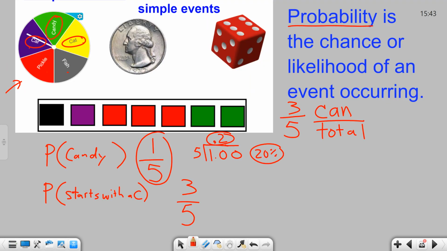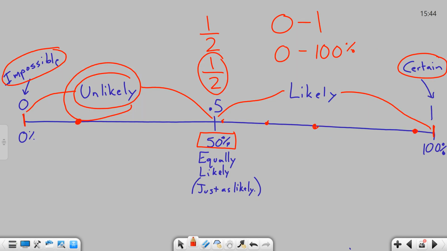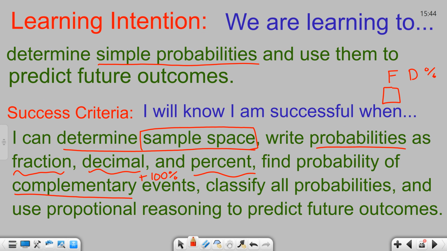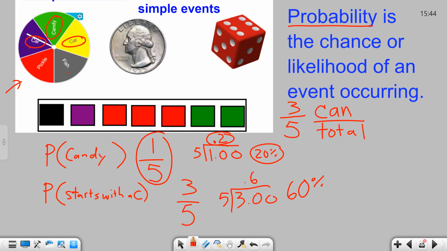If I do that with the 3/5, I could do that again. 3 divided by 5, put out zeros, start dividing, it becomes 0.6, it's 60%. Now where would I place that? 60% would be up in here somewhere, right? And now I would consider that likely. All right, keep going back that way. So I have now those two.